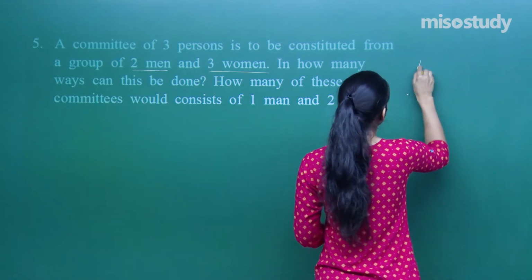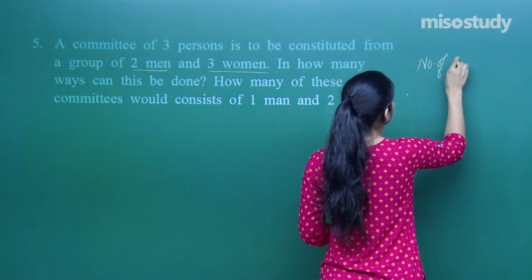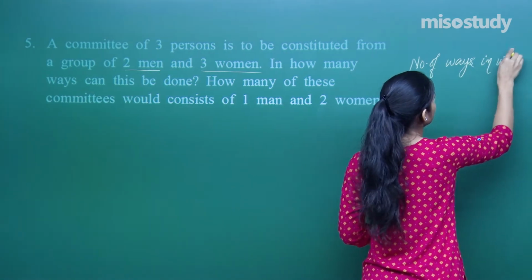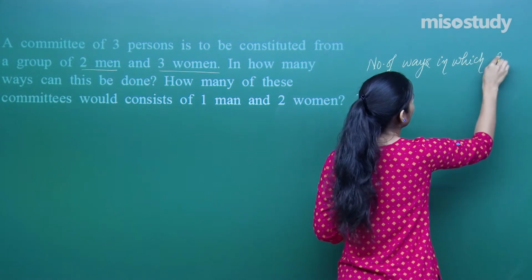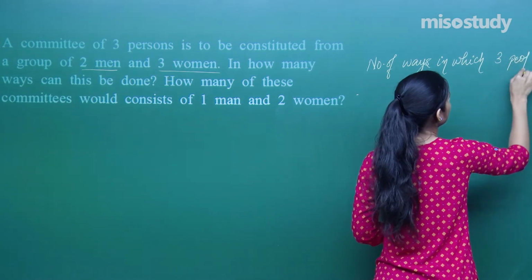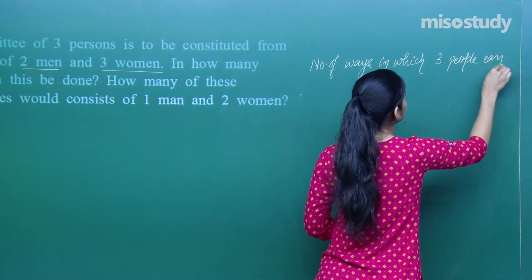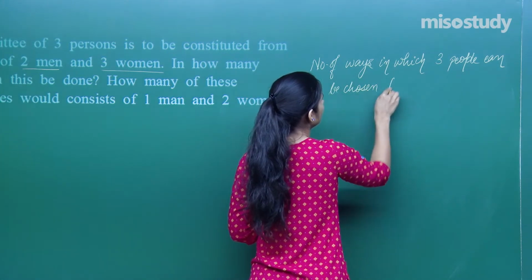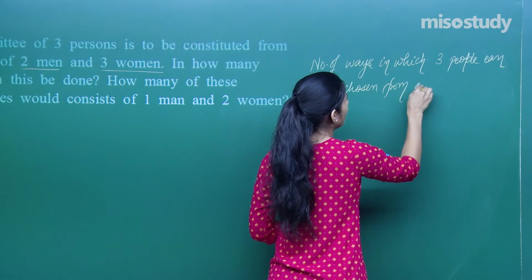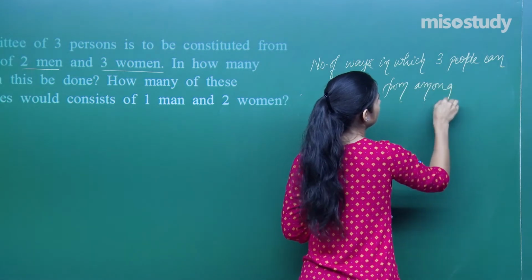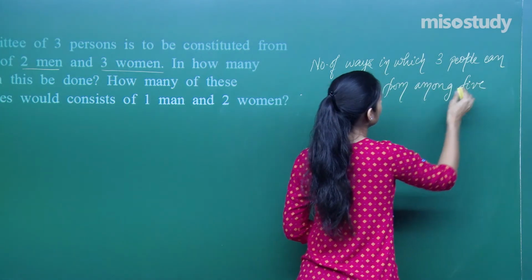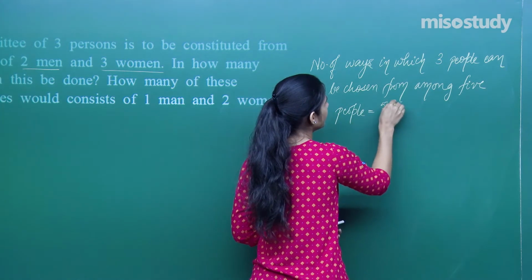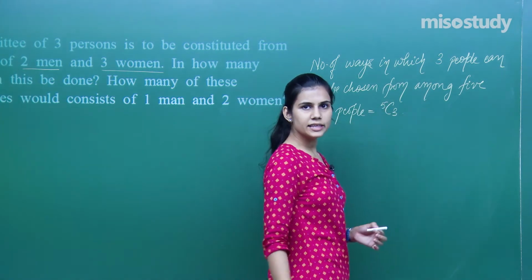Well, the number of ways in which 3 people can be chosen from among 5 distinct people, or 5 people basically. This is what? 5C3. Very easy.